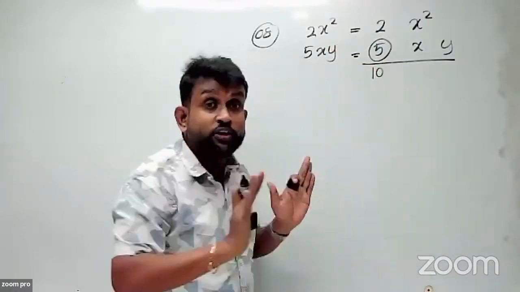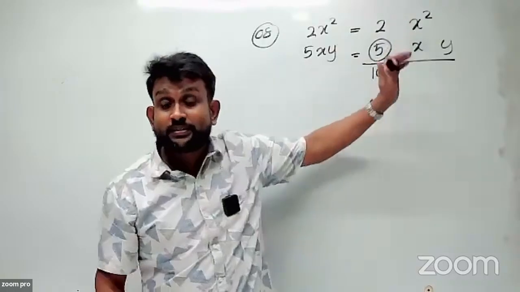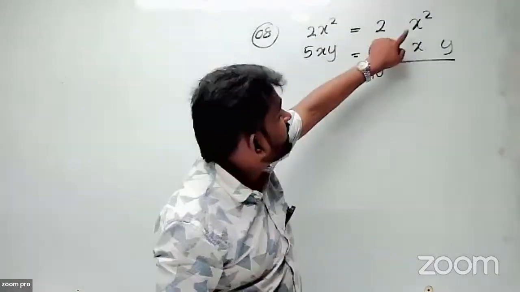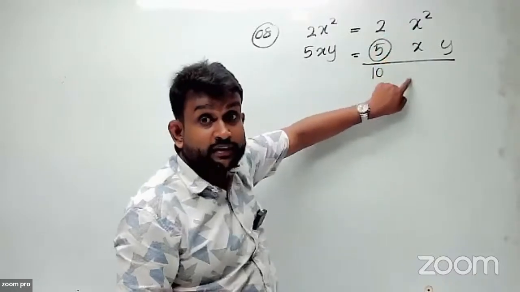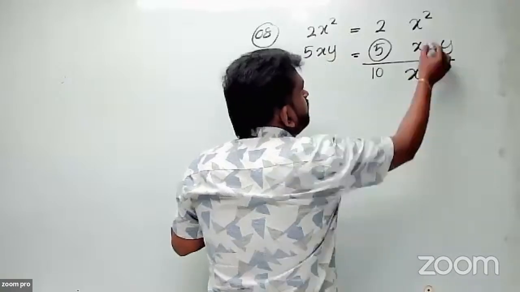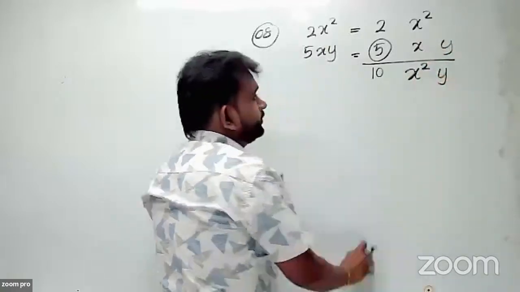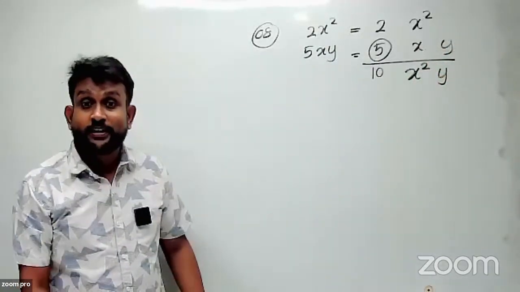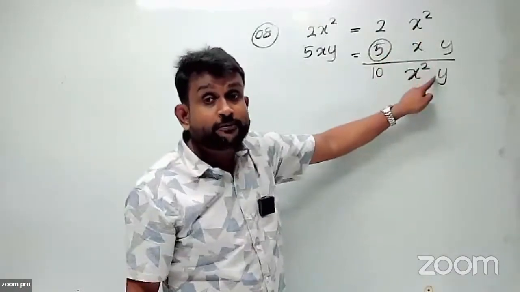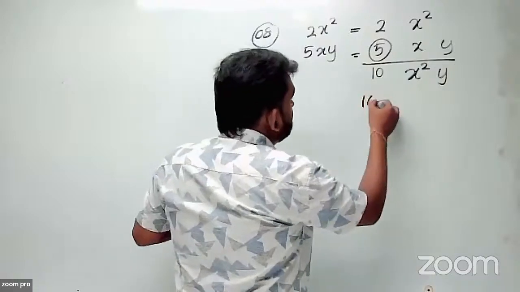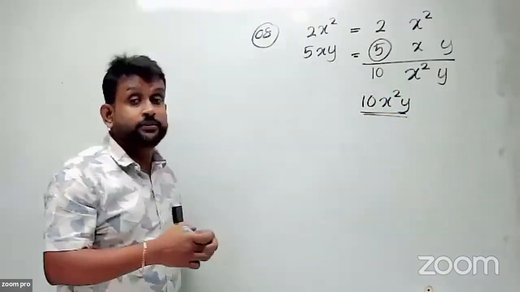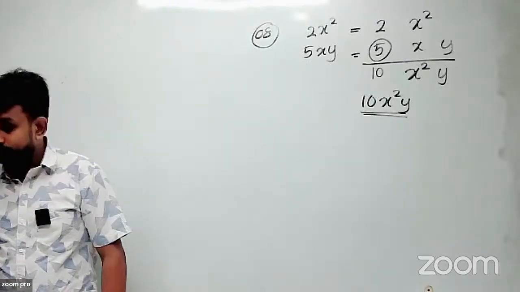Then in the algebraic terms, you align the same terms together, and for the same terms take the maximum power. So the maximum power is x power 2, and here take the power y. Same things take the maximum power. So what is the answer? Final answer: 10x squared y. You can follow any method.